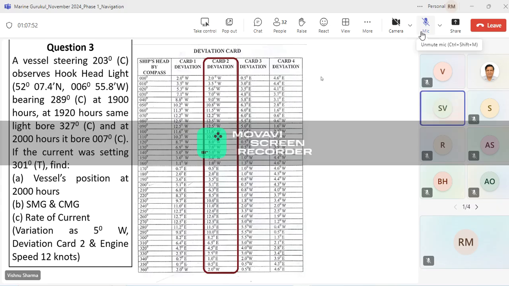The compass error is 0.5 degree east. Okay, please correct everything to true. That's what I'll say. I'll speak not more than that. Convert everything to true. So 288.5, 326.5, 006.5. Okay.